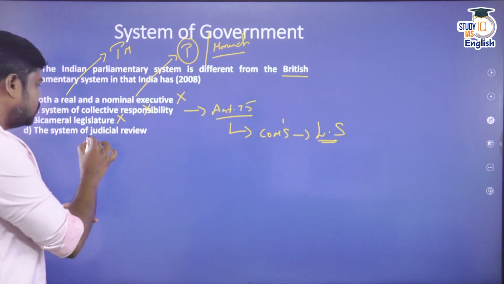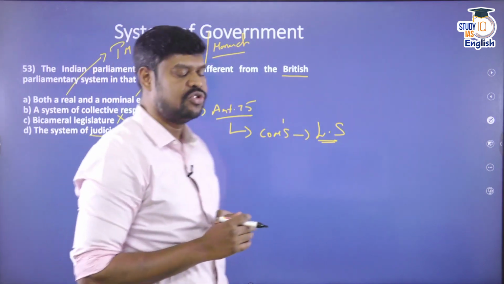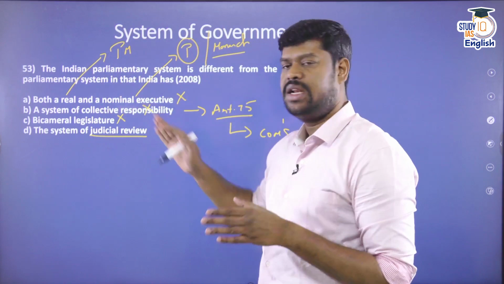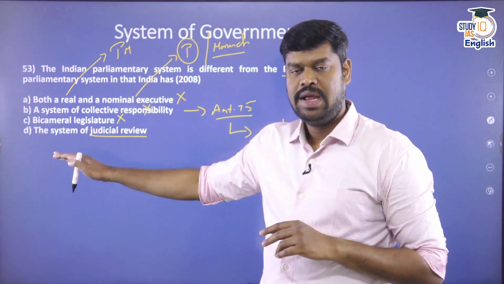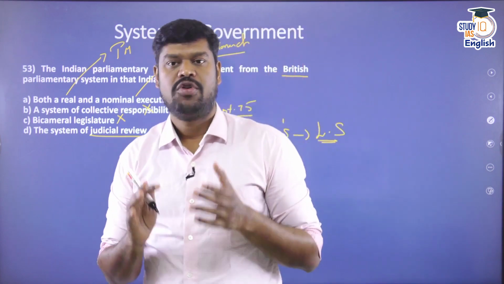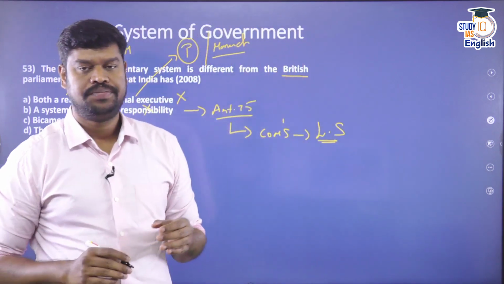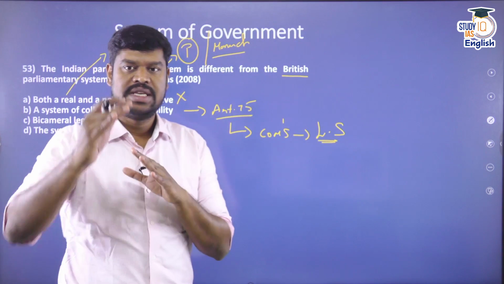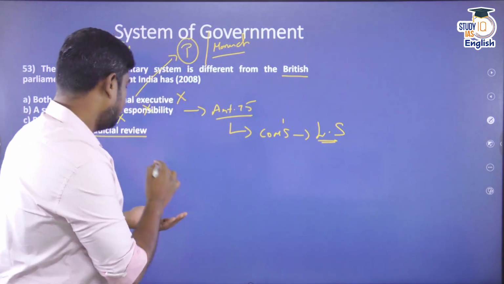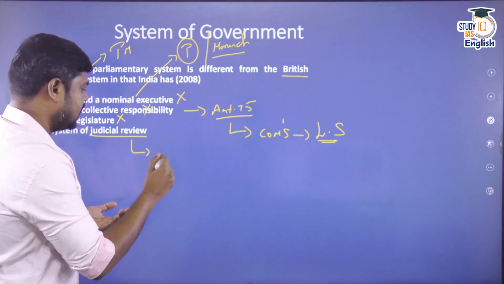The system of judicial review. If you see the system of judicial review, what exactly is judicial review? Even if you eliminate, you still arrive at the answer. There's no doubt. But anyway, we'll try to understand why this is the right answer. Before understanding that, what is judicial review? It is a power given in the hands of the judiciary to review the actions of what? Under the Indian Constitution. Let us take the Indian context.